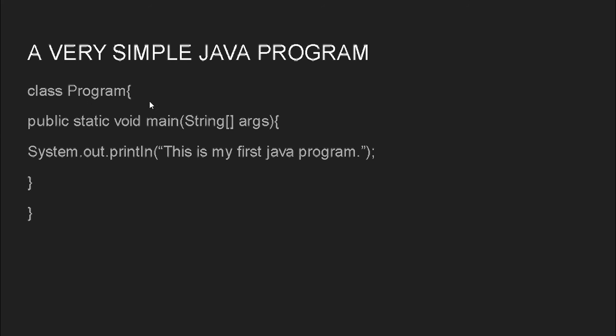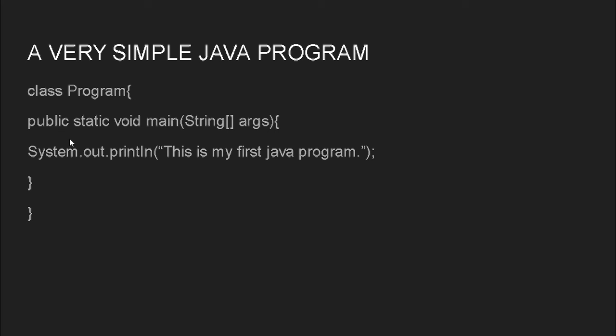So Program, then after that you need to start with this opening curly bracket. This means that the class has started here. Whatever I'm writing inside this belongs to that particular class. Like here I've written the main method. This main method belongs to this class Program.